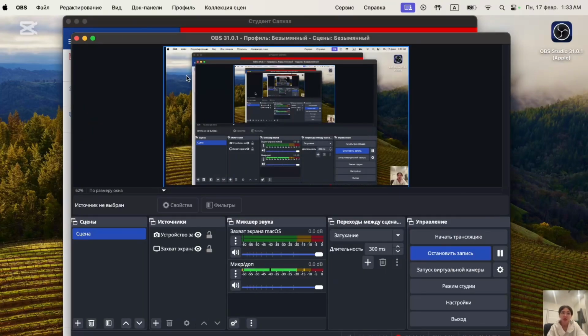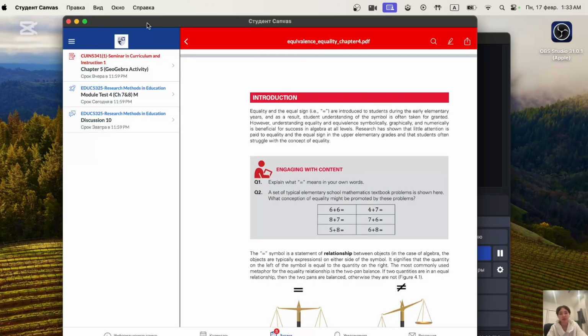Today I'm gonna answer chapter 5 GeoGebra activity. Question number 1. Since high school, for me the equal sign has always meant that the right side is equal to the left side. As many apples on the right side as there are on the left. No more, no less. Question number 2.